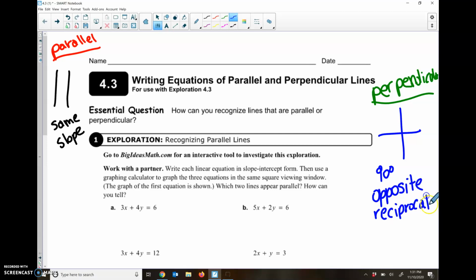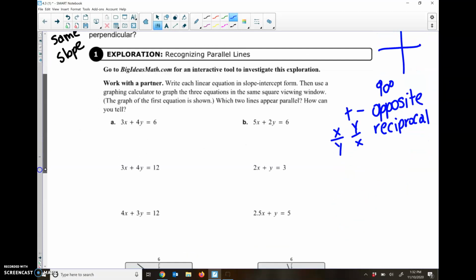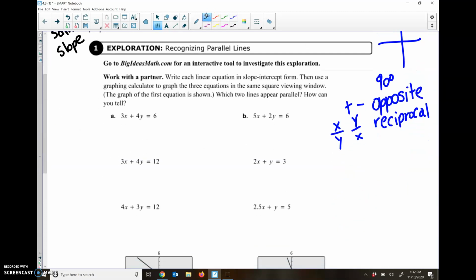And so that means opposite, we're referring to the sign. Like if it's positive, then the other slope is going to be negative. If it's negative, then the other slope is going to be positive. And reciprocal means we're going to flip the fraction. So if it was x over y, we're going to flip it to y over x. Okay? So parallel is a little easier to see because it's exactly the same. Perpendicular is a little tougher because of the opposite reciprocal.